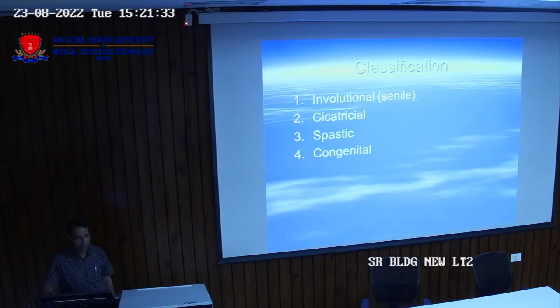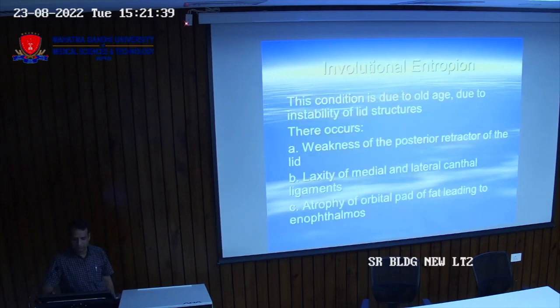Four types of entropion: involutional or senile, cicatricial, spastic, and congenital. Involutional: this condition is due to old age and the instability of the lid structures. There is weakness of the posterior retractor of the eyelid, laxity of the medial and lateral canthal ligaments, and atrophy of the orbital fat pad leading to enophthalmos.